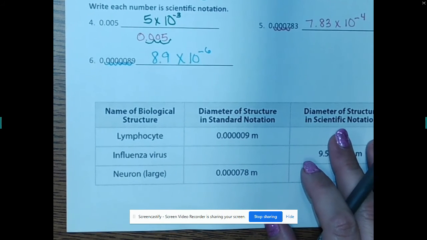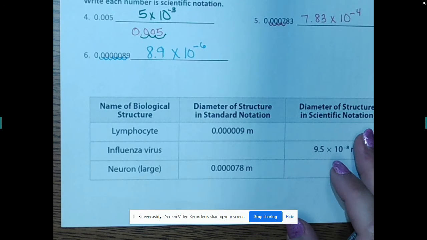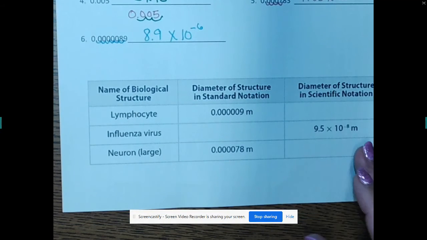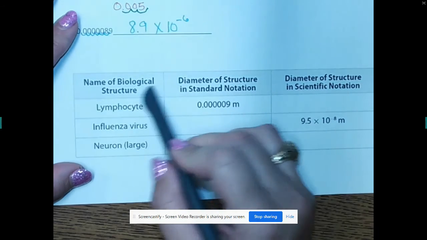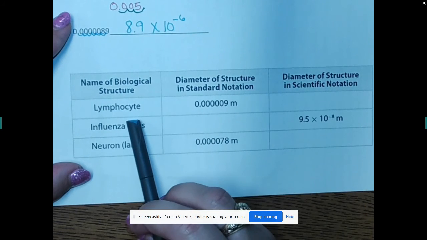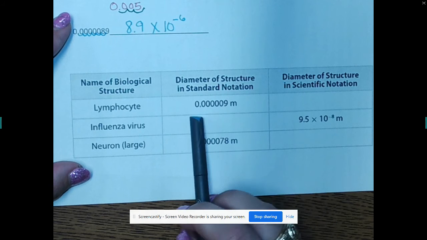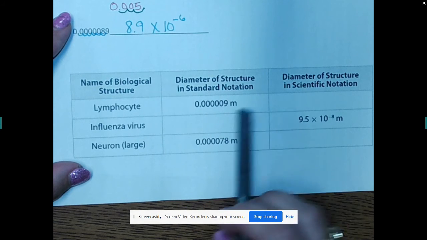Everybody okay? Are you thinking, is this super easy? It's alright. If you're confused, ask. We're going to do these last 3. So we're looking at some biological structures. A lymphocyte has a diameter of 0.0009 meters.